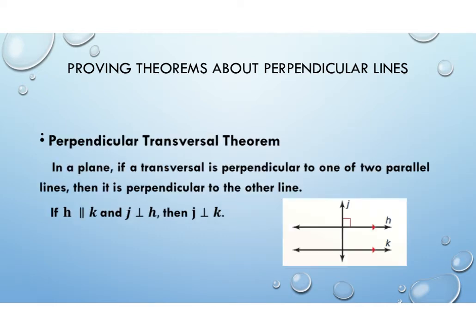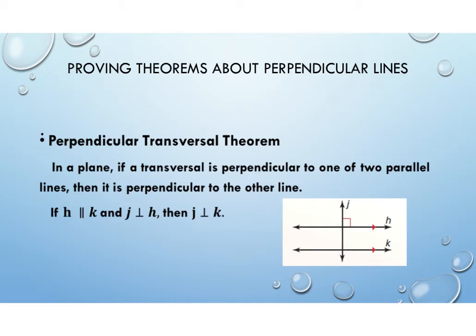Okay. The next theorem is proving theorems about perpendicular lines, the perpendicular transversal theorem. In a plane, if a transversal is perpendicular to one of two parallel lines, then it is perpendicular to the other line. So if H and K are parallel and J is perpendicular to H, then J must also be perpendicular to K. Now let's go ahead and prove this, okay?